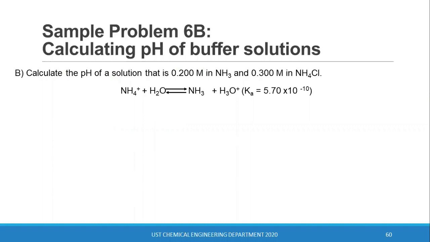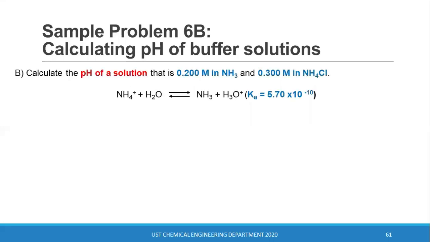In this problem, we are asked to calculate the pH of a solution containing 0.2 molar ammonia and 0.3 molar ammonium chloride. It is similar to the previous problem that we have solved, so we can use the same steps we used earlier. Again, first step is to list down all the necessary givens and unknowns. I highlighted the concentrations of the weak acid ammonium and its conjugate base ammonia. I also highlighted the Ka value as it is important in calculations of hydrogen ions for weak acids.